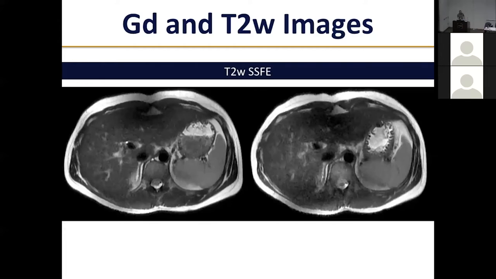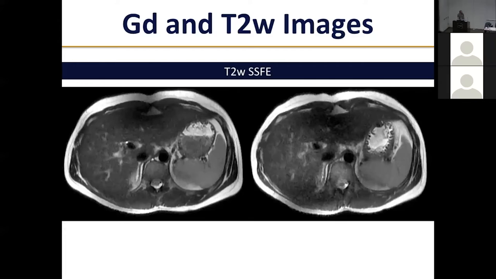I would argue that both of these images, with one exception, which we'll talk about in a second, look essentially the same pre- and post-contrast. So gadolinium does not affect the appearance of the liver. Gadolinium does not affect the appearance of the spleen. Gadolinium does not affect the appearance really of anything on a T2 weighted image in a way that's appreciable to the human eye, with one exception.